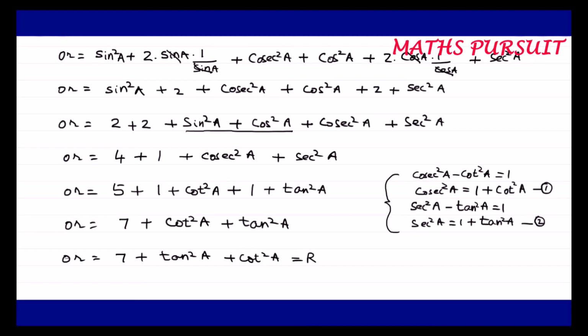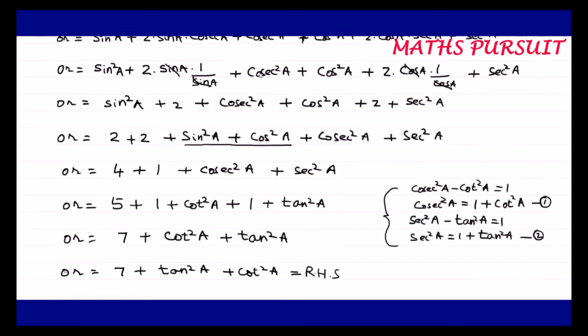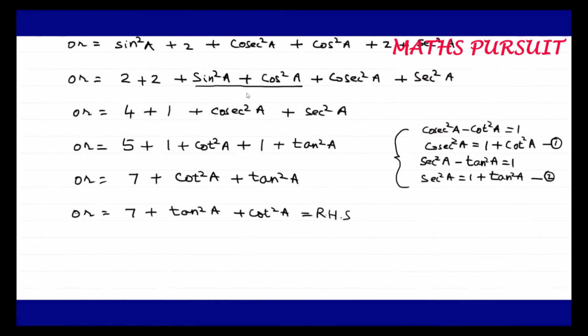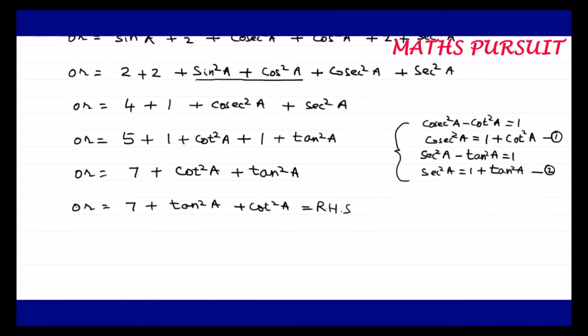That is equal to the right hand side of the equation. Let us check once what we have on the right side of the equation. On the right side, we can see that we have 7 plus tan square a plus cot square a. Now let us check our answer, whether we did it correctly or not. We also got 7 plus tan square a plus cot square a, which is equal to the right hand side. Therefore, the left hand side of the equation is equal to the right hand side of the equation. Hence proved.